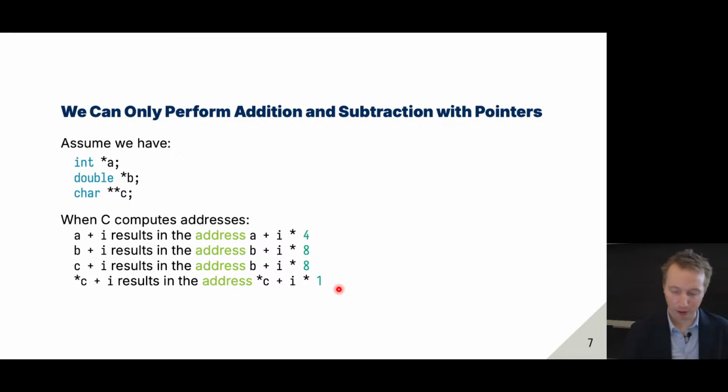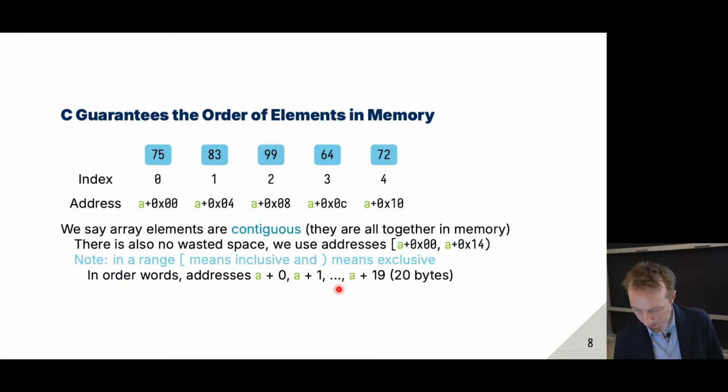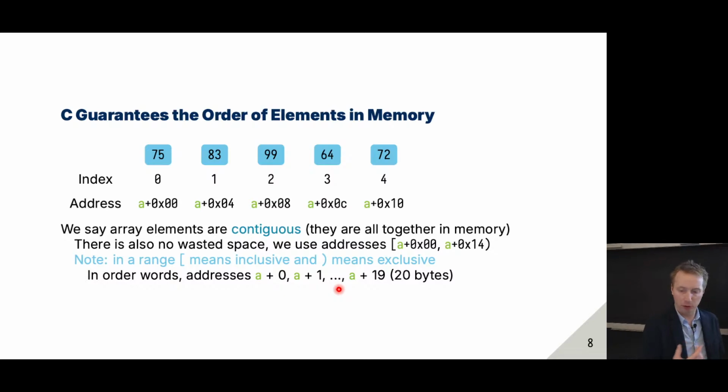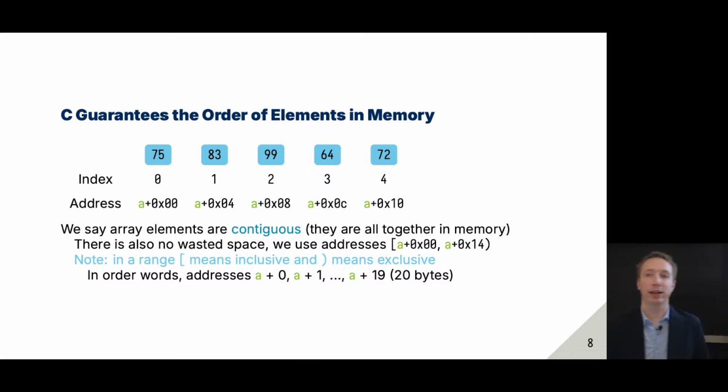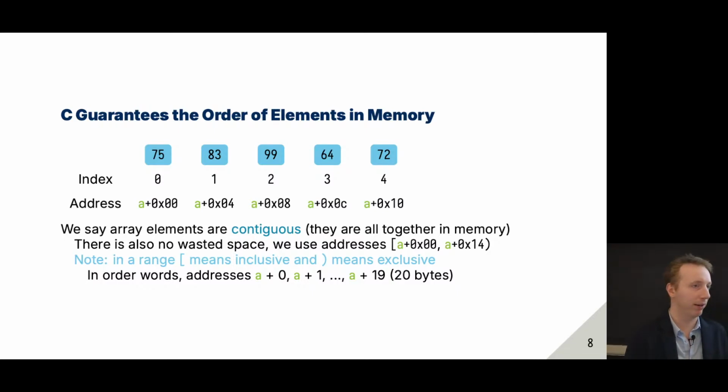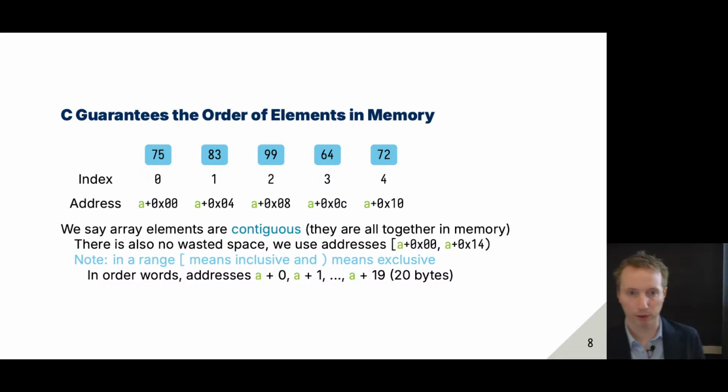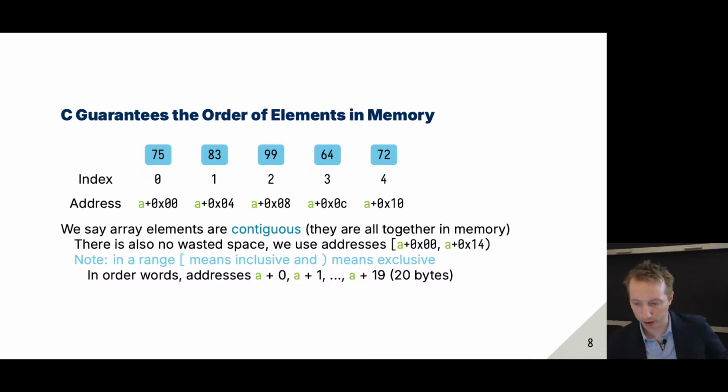So we can do weird things with pointers, but we don't have to worry about that too much right now. All we really need to know is that C will guarantee the order of the elements in memory for us. That guarantee is sometimes referred to, and you'll hear this so many times, as the elements in the array being contiguous. All that means is that they are together in memory. There are no gaps between them. They're all in a row, beside each other. That's what the word contiguous means.